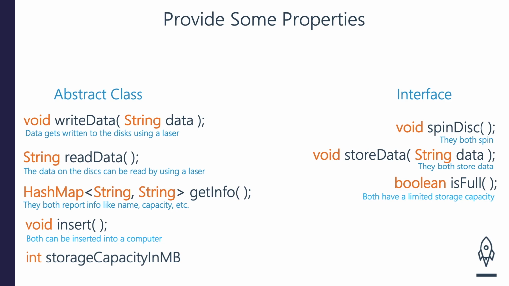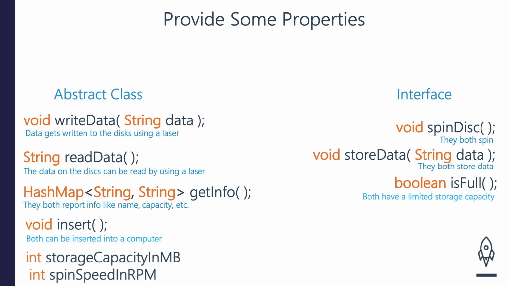storage capacity. The next one is spin speed in RPM, rotations per minute. I know my DVDs and CDs spin at different rates. So again, because they spin at different rates, I want to force my children classes to define how fast they spin. So I'm going to put this into the abstract class as well. So there we go. We have our basic setup of how we're going to approach this problem.